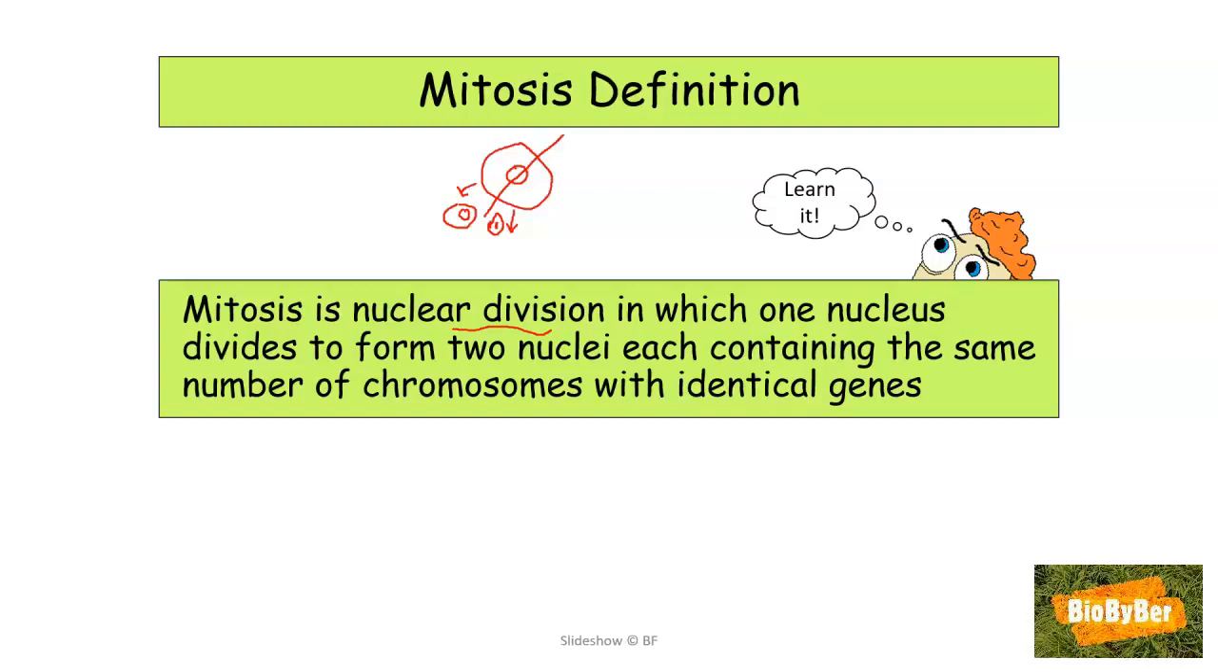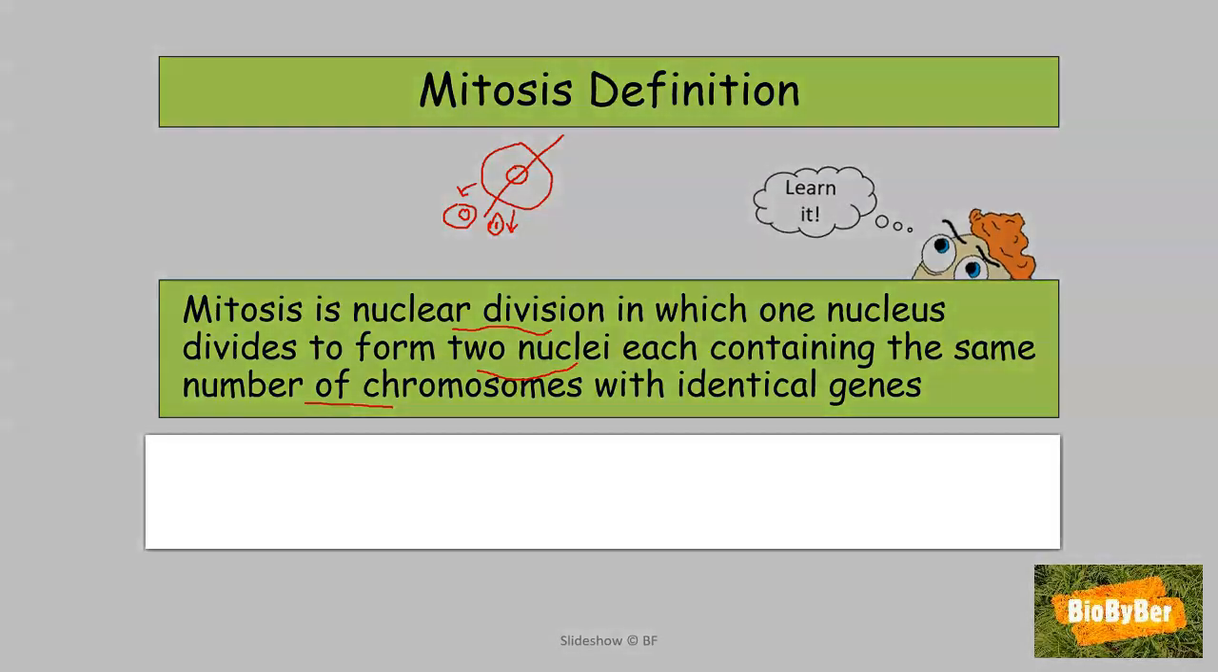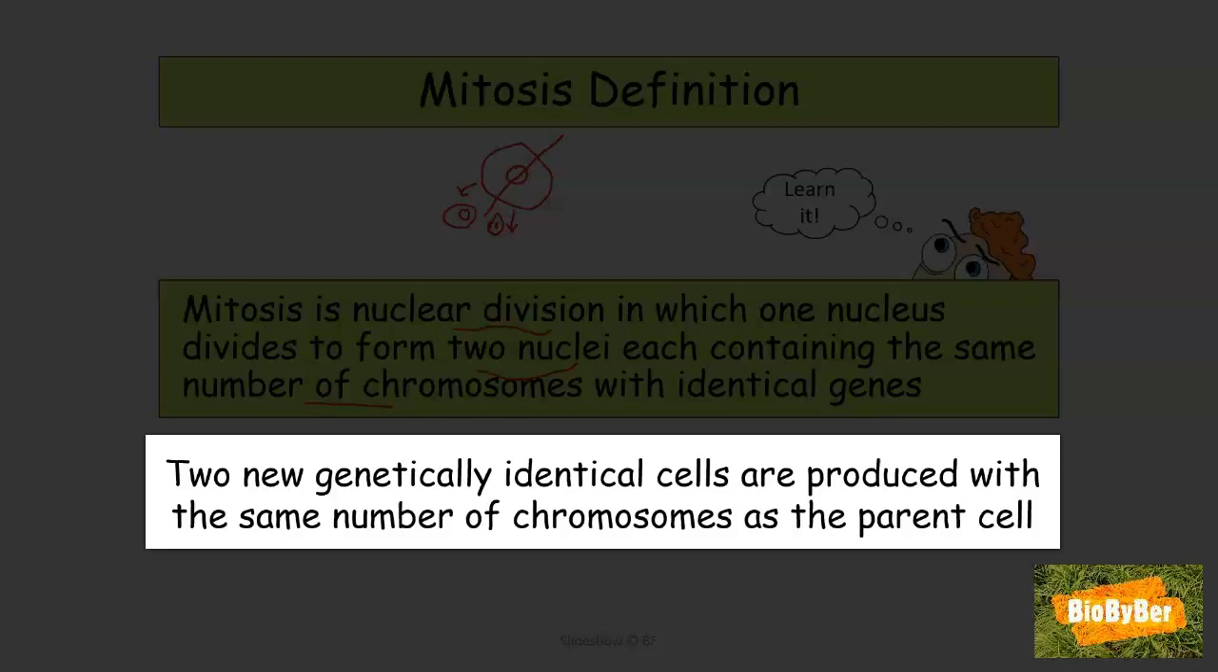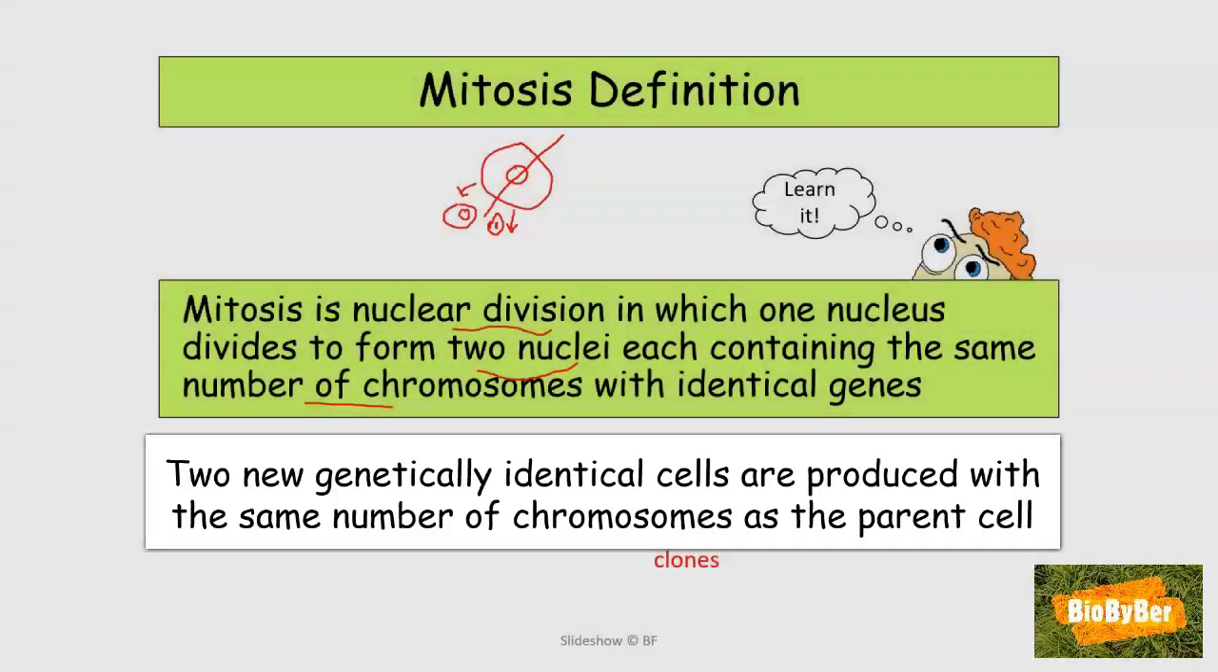So in proper science language, mitosis is nuclear division in which one nucleus divides to form two nuclei, each containing the same number of chromosomes with identical genes. In other words, two new genetically identical cells are produced with the exact same number of chromosomes as each other and as the parent cell. Because they are identical to each other, they can also be called clones.